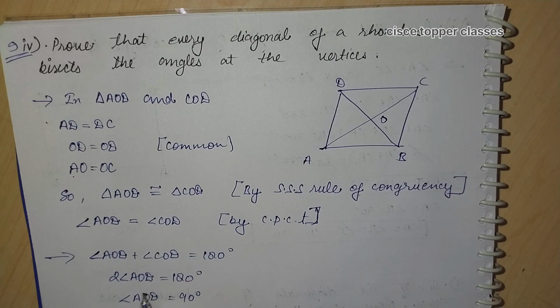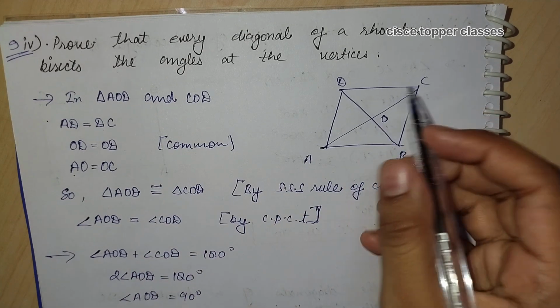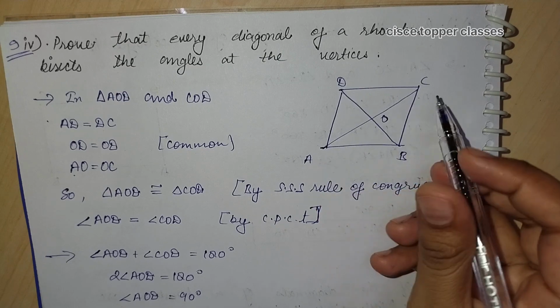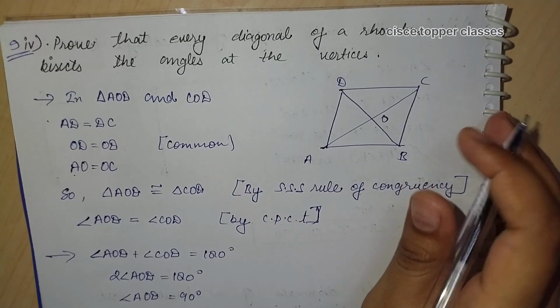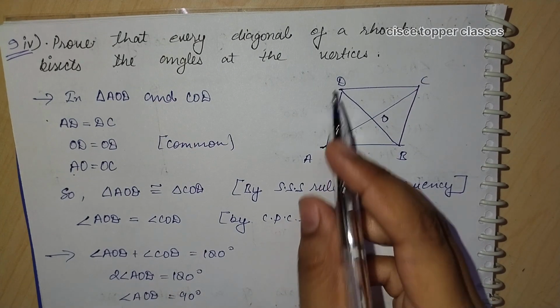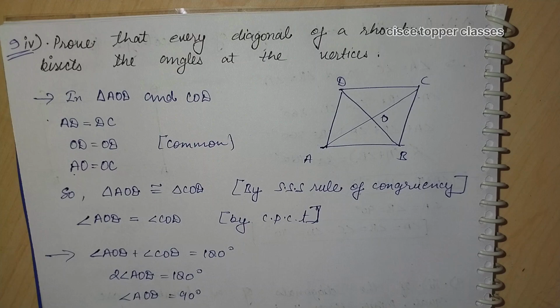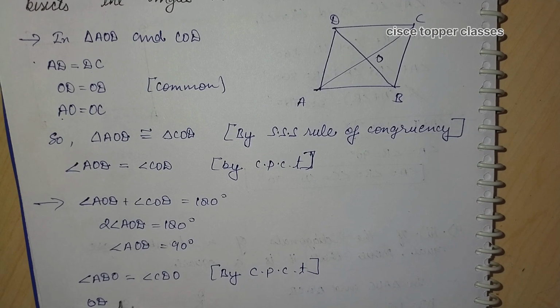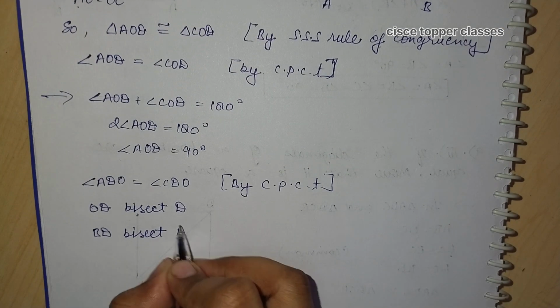Now we can say that OD is perpendicular to the line AC, that is, BD is perpendicular to line AC. Hence, we can say that angle ADO is equal to angle CDO by CPCT, and from here OD bisects angle D, and BD bisects angle A. We can just conclude it, angle D.